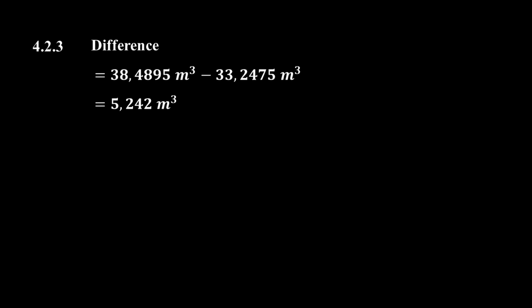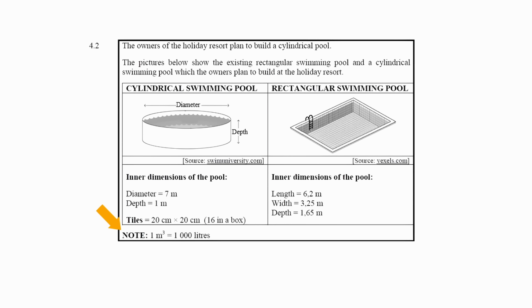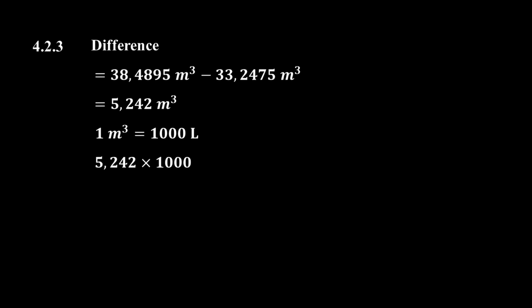Finally, we have to convert this value from cubic meters to liters. From the note given, 1 cubic meter equals 1,000 liters. So 5,242 cubic meters equals 5,242 multiplied by 1,000 liters per cubic meter, and this equals 5,242 liters.